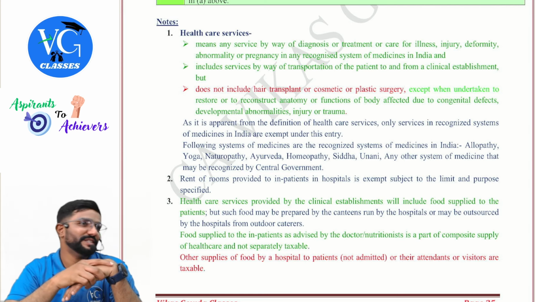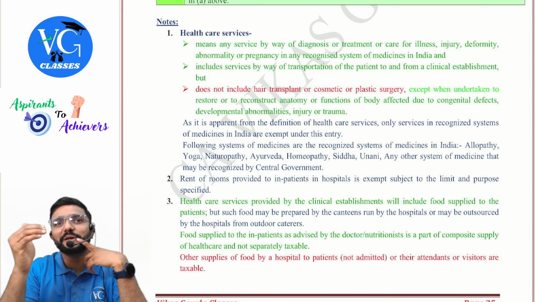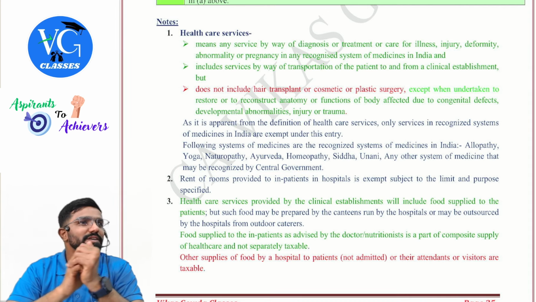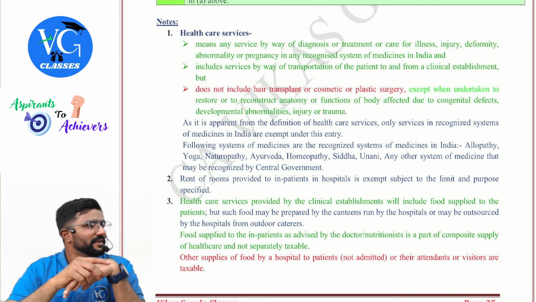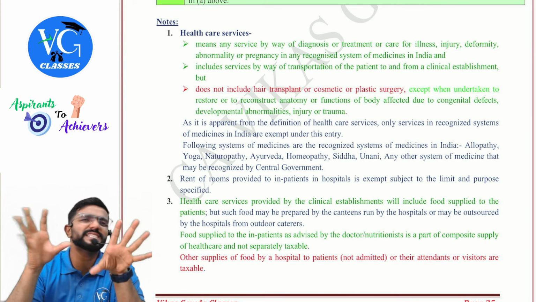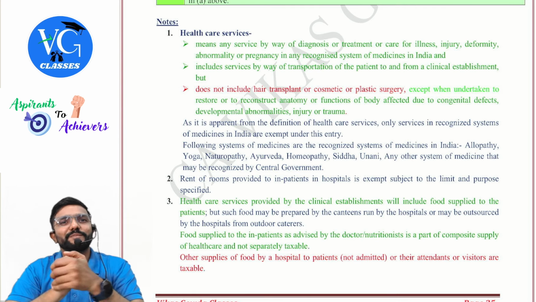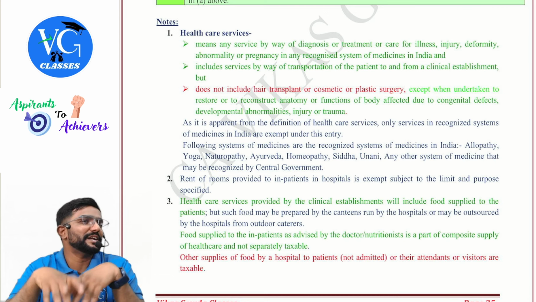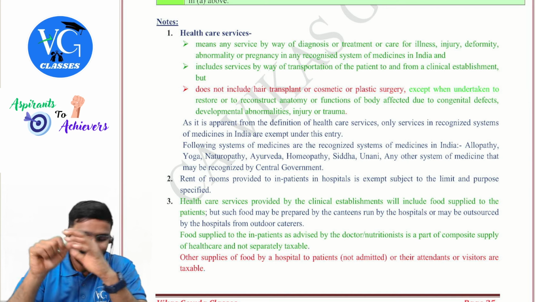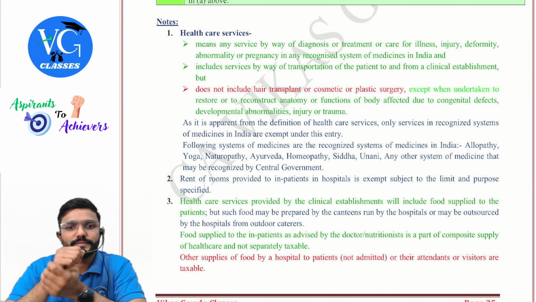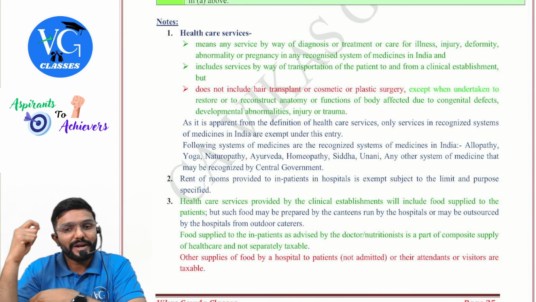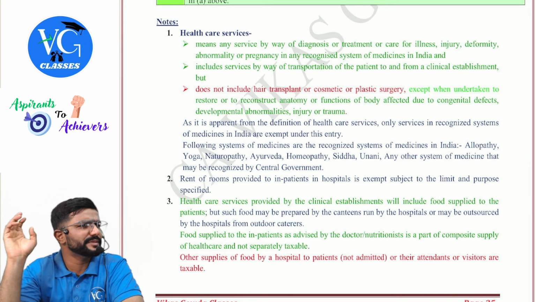They can strategize, actually. What medical institutions or hospitals normally do, whether you observed it or not, is charge all this inclusive. They charge so much per day or per treatment, including food, medicines, everything, so that it becomes a composite supply. Which is the principal supply there? Medical treatment or healthcare, which is exempt, so the entire composite supply is exempt. Food supplied to an inpatient as advised by the doctor or nutritionist is a part of the composite supply of healthcare and is not separately taxable.